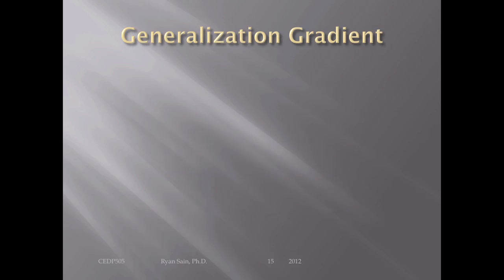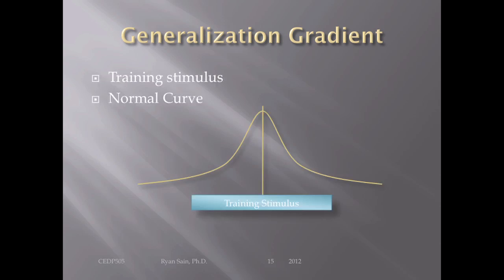So let's go ahead and talk about it. Let's pull it up. What we've got here is a rough example of a generalization gradient, and on the x-axis you've got the training stimulus, which is dead center of that curve, right? And as you get further away from that training stimulus, the probability of response decreases. It's the steepness of this curve that tells us whether or not you have stimulus control over the behavior.